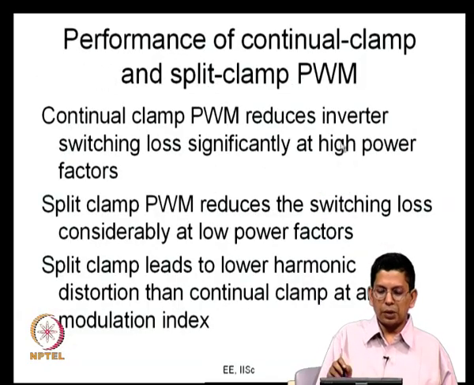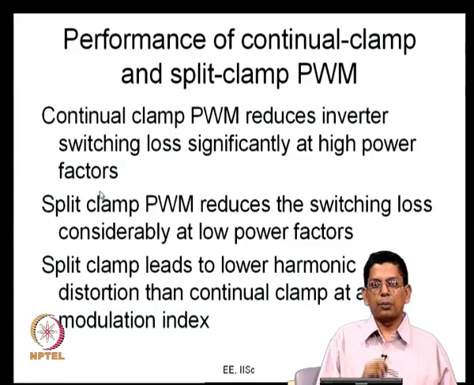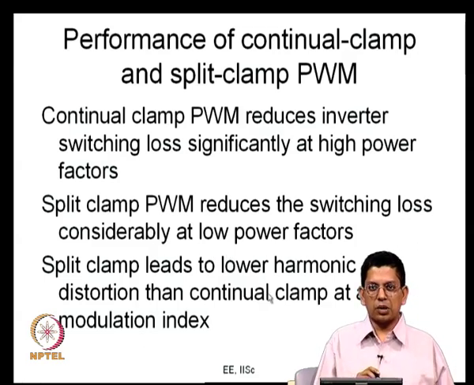So, these are very good for high power factor loads. That is the claim that is being made here. Continual clamp PWM reduces inverter switching loss significantly at high power factors. On the other hand, split clamp PWM reduces the switching loss considerably at low power factors. This has been reported in some recent papers, including the reference that has been mentioned here.